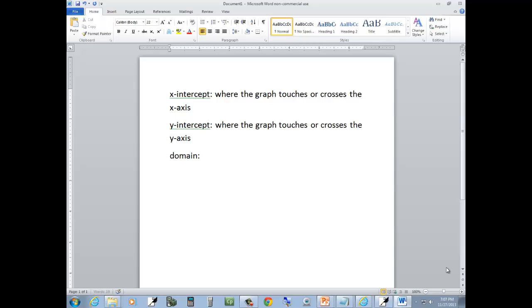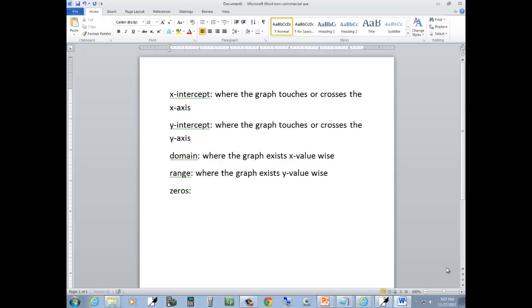We have our domain, and this is where the graph exists x value wise. That's a word. So we're looking at where it exists on our x values. Now our range is where the graph exists y value wise. Probably not correct English, but you get the idea.